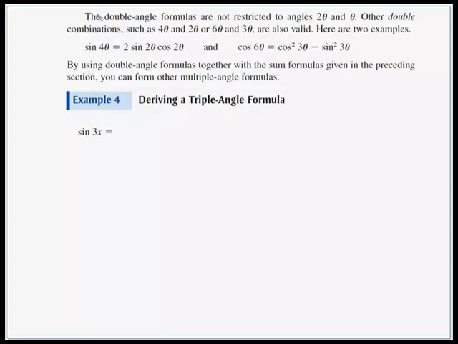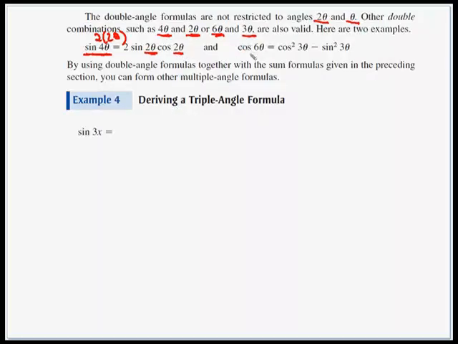Let's see here. The double angle formulas are not just restricted to angles 2 theta and theta. Other double combinations, such as 2 theta and its double 4 theta, or 3 theta and its double 6 theta, are also valid, like these two examples. The sine of 4 theta, that's like 2 times 2 theta. So if we apply that to the formula, the 2 would come out front. We'd have 2 sine of half of it, 2 theta, times cos of 2 theta.